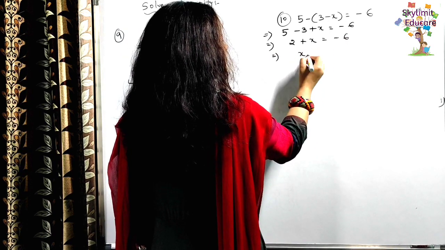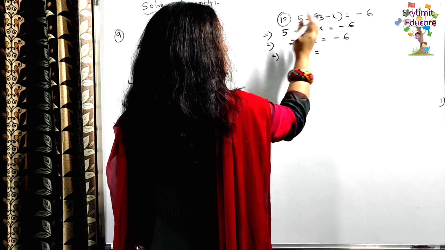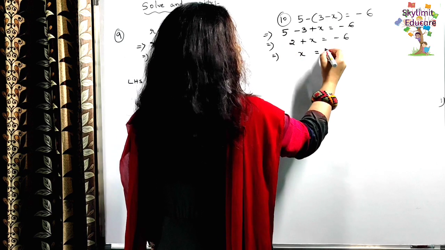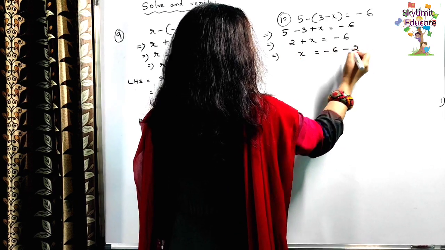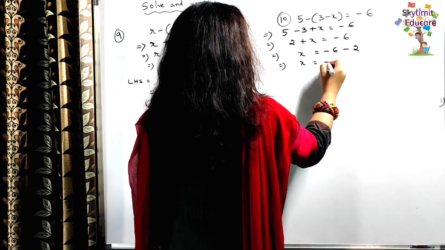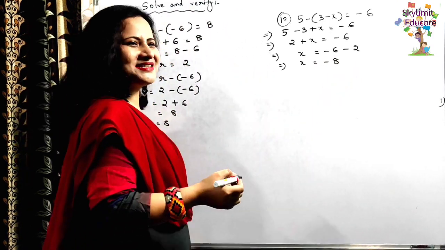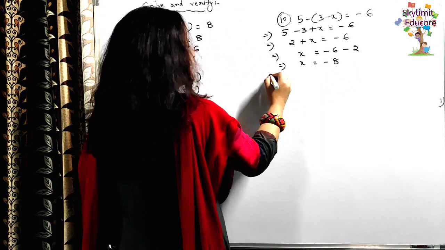Now plus x, simply x I want here. 2 goes that side, plus 2 becomes what? Minus 2. So minus 6 minus 2. So how much I obtained here? Minus 8. Right? Clear? Let's verify now.